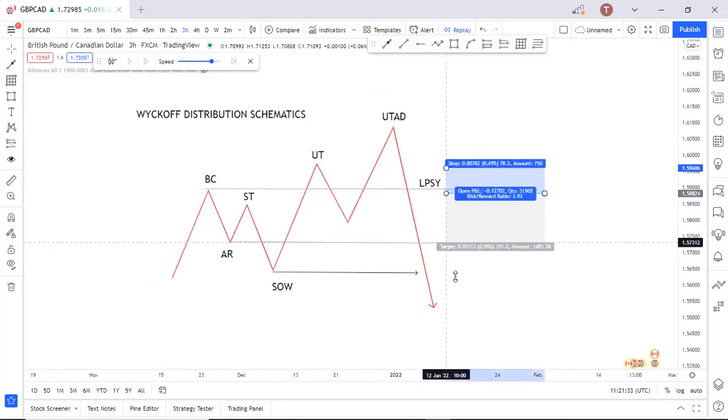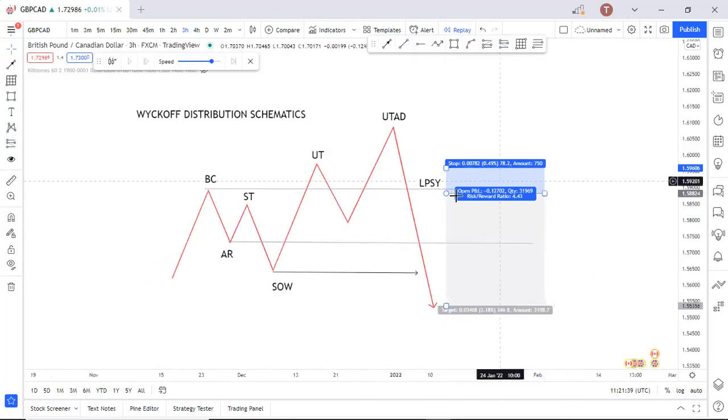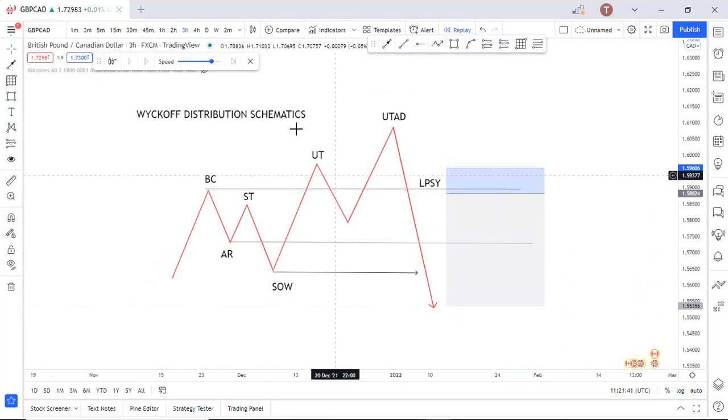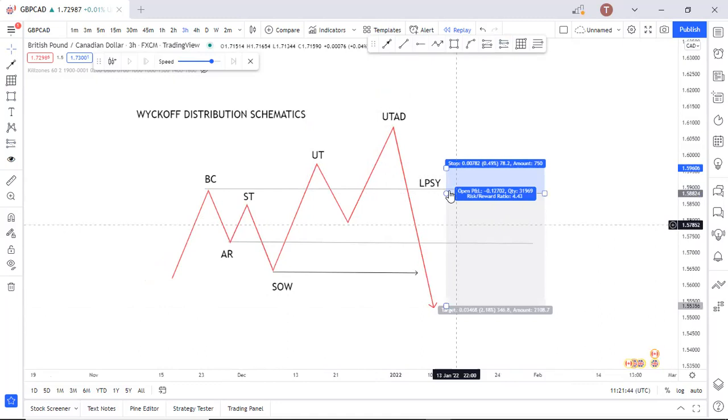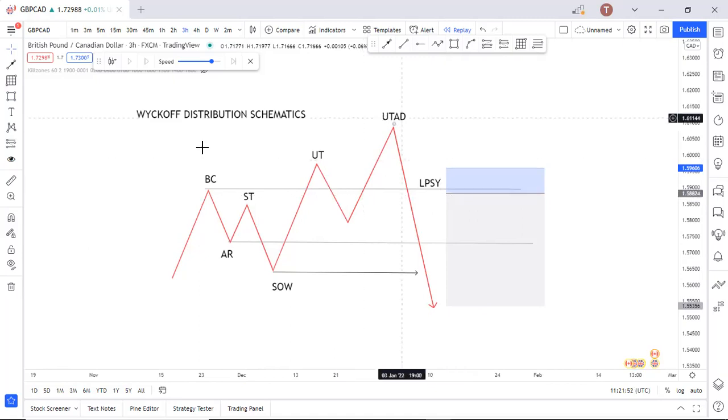Okay, targeting the previous low or wherever you want to take your profit. So this is what the distribution schematics does for us. It allows us to find entries for sells in the market. And when you are looking for distribution schematics, you want to look for them at the top of the range, at the top of the chart, in supply zones.